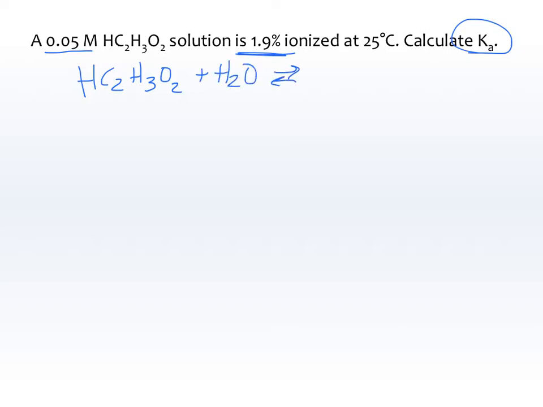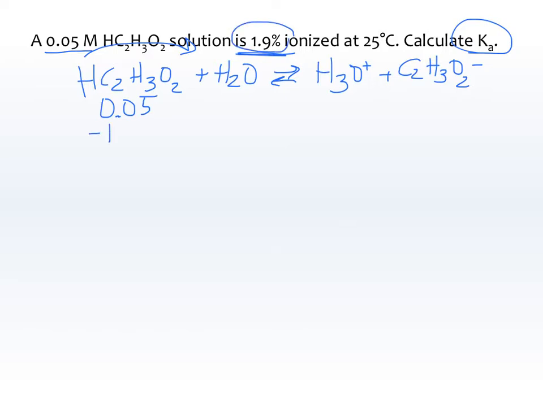So the HC2H3O2, the acetic acid, will donate a hydrogen to the water to give you H3O plus and C2H3O2 minus. This is 0.05. And then here's where I would say that minus some amount x plus x plus x, except that I know that it's 1.9% ionized. So it's actually going to subtract 1.9% of 0.05.